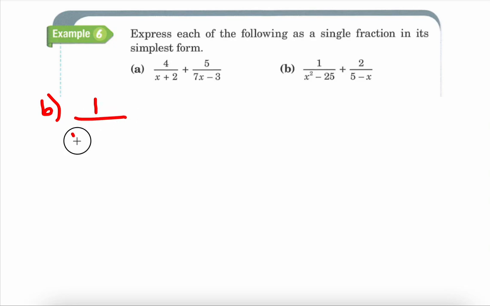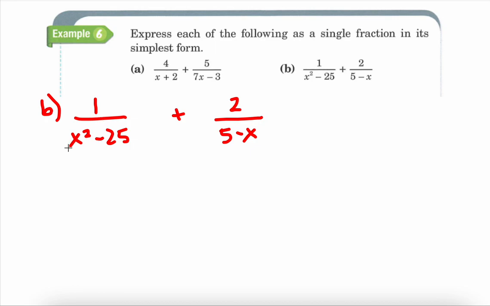1 over x squared minus 25 plus 2 over 5 minus x. And then this denominator here for the first fraction is screaming special case, special situation here. So you might want to factor that first before you do anything. Okay, so let's actually do that.